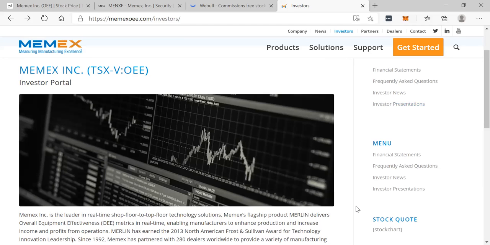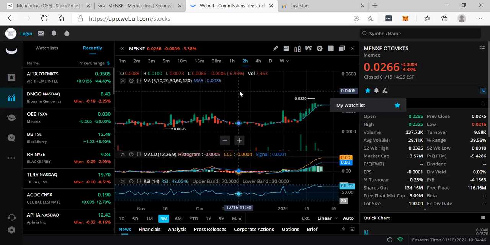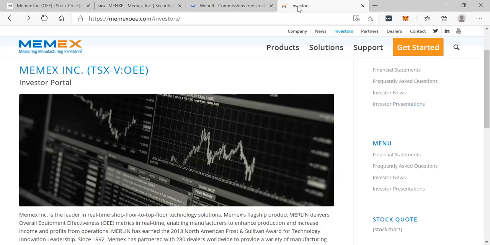This is Rich here on behalf of RICHTVLIVE, and I got a new secret pick here for you. This is a penny stock. The symbol in Canada is OEE, and the symbol in America is MENXF. The website is MemexOEE.com. And this is what Memex Inc.